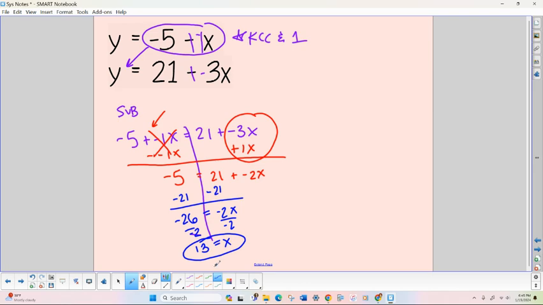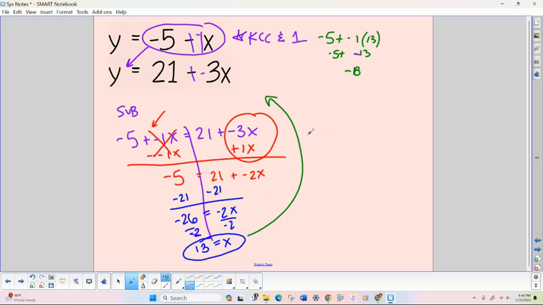Okay. Now again, once you have that x is 13, come back up to either one of these. Heck, even go to both of them to verify you get the same answer. If I go to that first equation, I'd have negative 5 plus a negative 1 times 13. Negative 1 times 13 is negative 13 plus that negative 5. So I get negative 18 as my final answer.